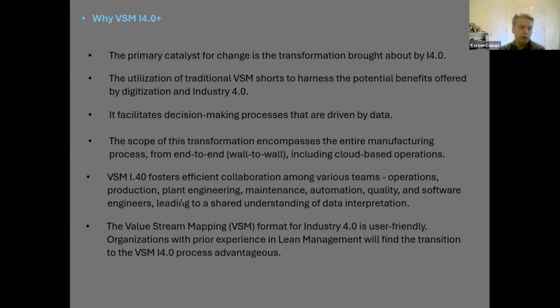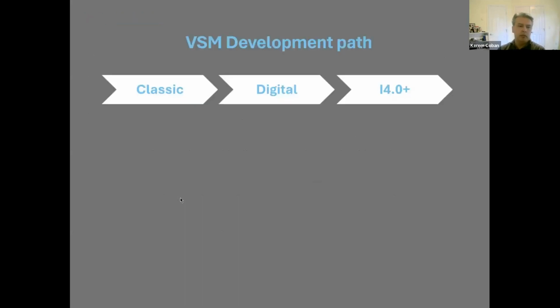If you have used it before from lean manufacturing, if you have an organization that has experience, it is easy to switch. There are 2 days of training to show, and then you can start. So what is the development path? For example, today most of the industry, if they are using value stream principles and lean principles, start from classic. And the next step is digitalization.